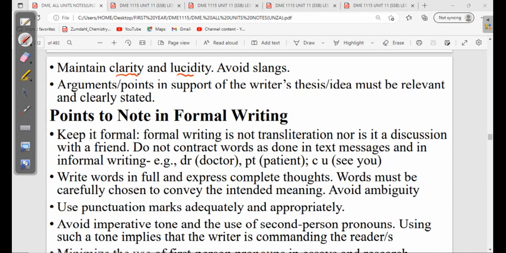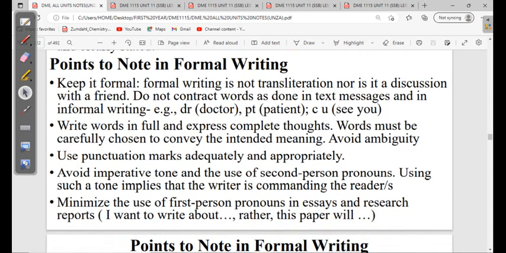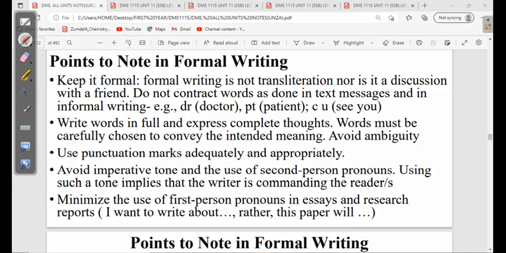And we should avoid slang. Things which are supposed to be said or written directly, let's just write them directly without going in different ways. Arguments or points in support of the writer's thesis or idea must be relevant and clearly stated. If you are trying to bring out a certain point that you are supporting, you need to make sure that it is clearly stated. You can't just give your argument or your idea and end up giving it; you need to give them something that is important. If you are applying for a job and you say someone has died, you need to support that. How are they going to believe someone has really died? That's why you want a job.